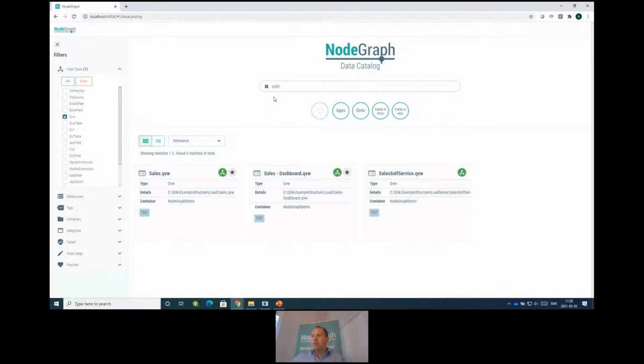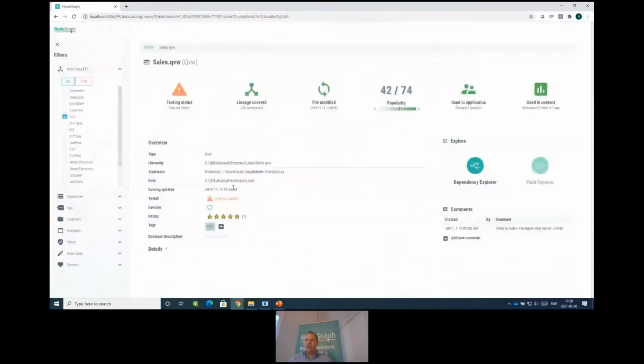So now we can see that we have 3 different applications called sales. I jump into this sales application. And this is where we can actually start collaborating around our data. We are releasing in March this year a new version of the data catalog where we have put even more power around the collaboration part, which I think shows the path that NodeGraph is on, where we really want to push this towards the end users.